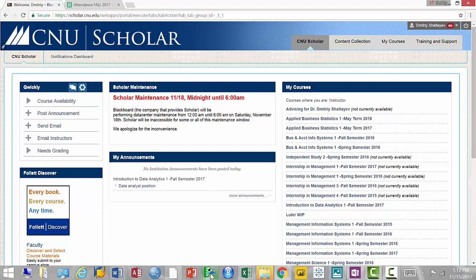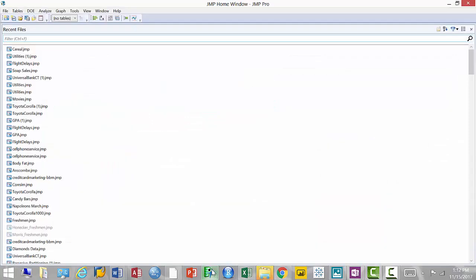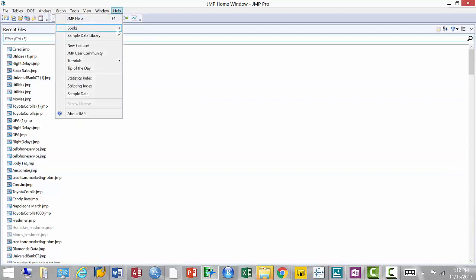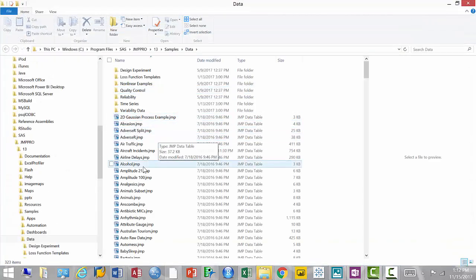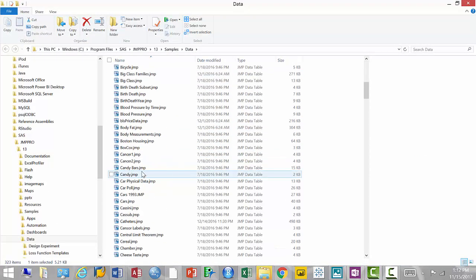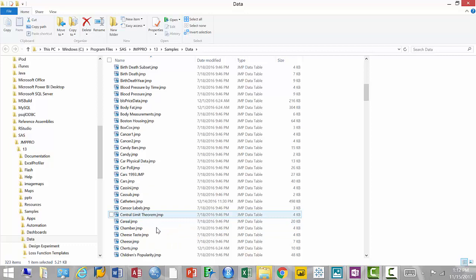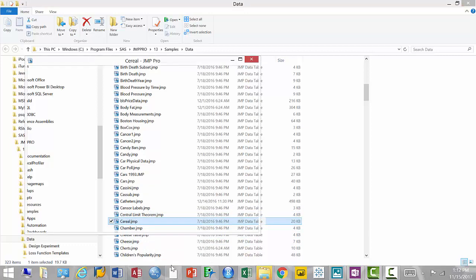So go ahead and open up JMP. And let's go to the data library that we always use, the sample data library from the Help menu, okay? And in this data library, let's find a file which is called cereal. Do we have the cereal file? Yeah, right there, Cereal.jmp. Did you find it? Cereal.